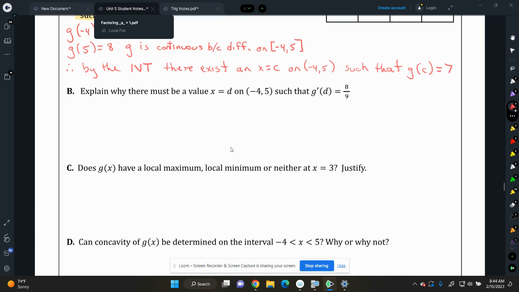Okay, well, see, that's what we have to be so careful, right? We get hung up on the theorems. What does it mean if it has a local minimum or a local maximum? What do we know?